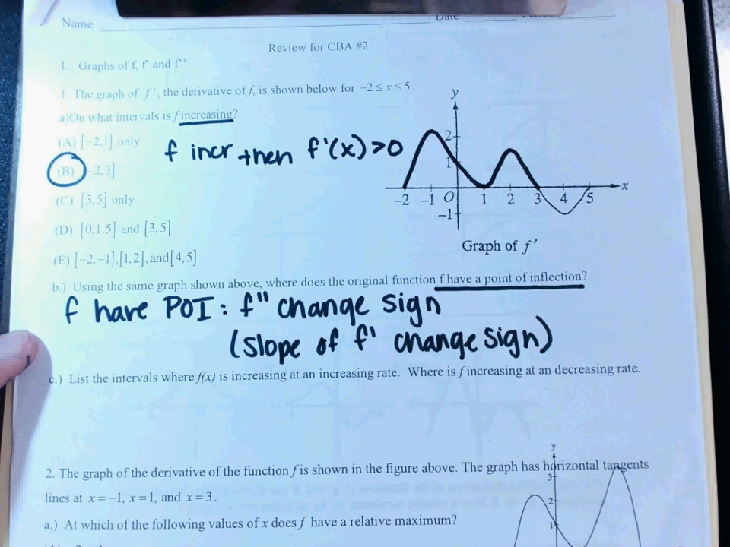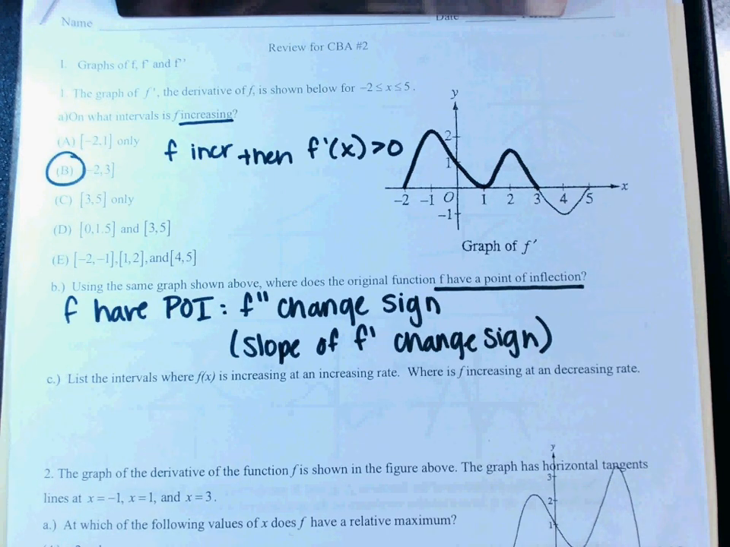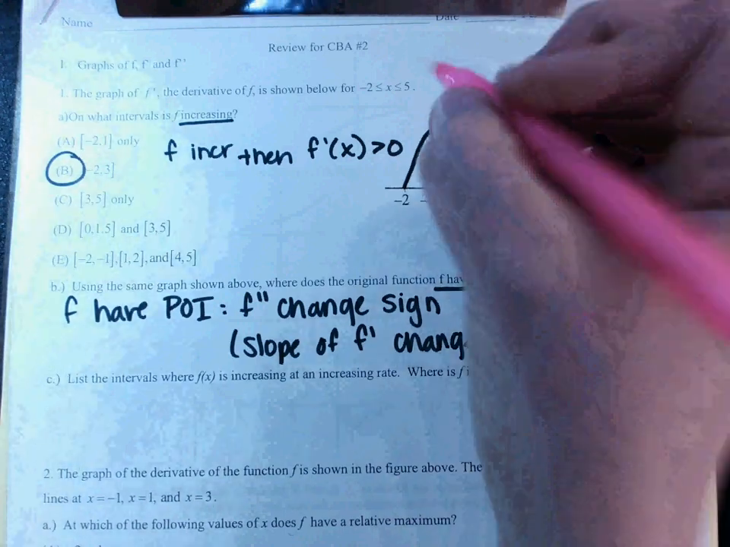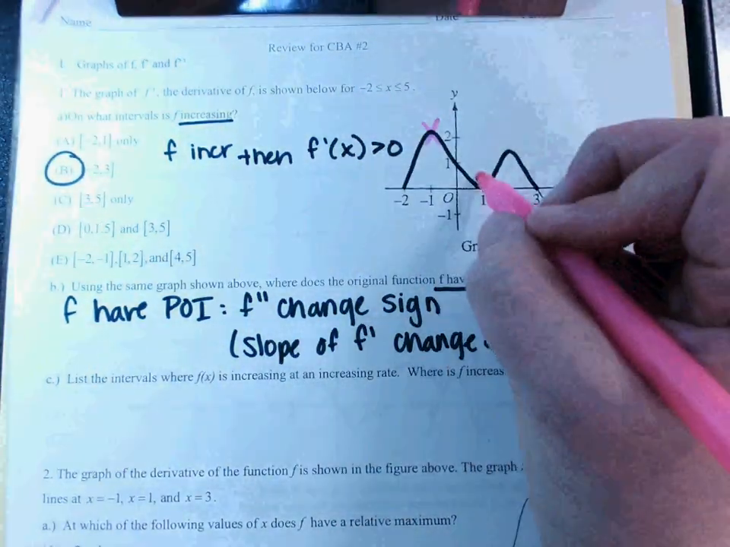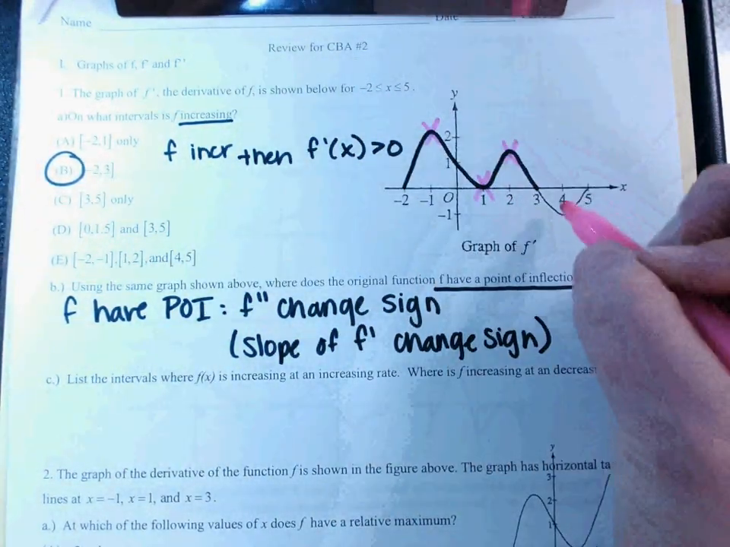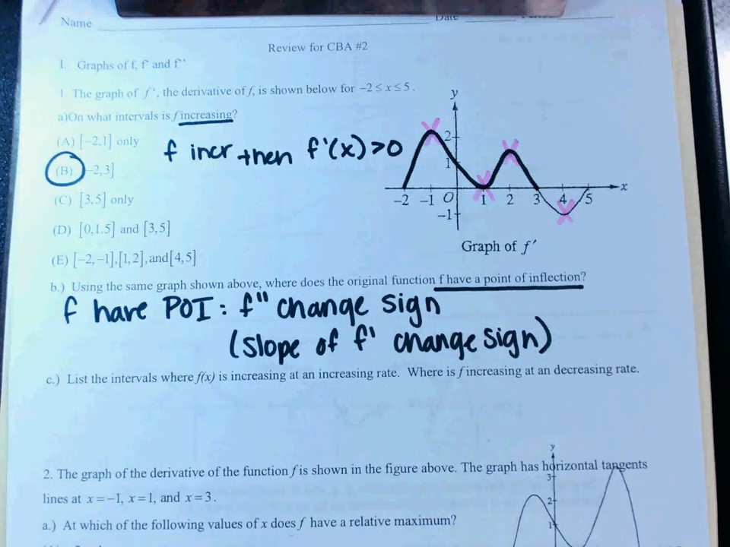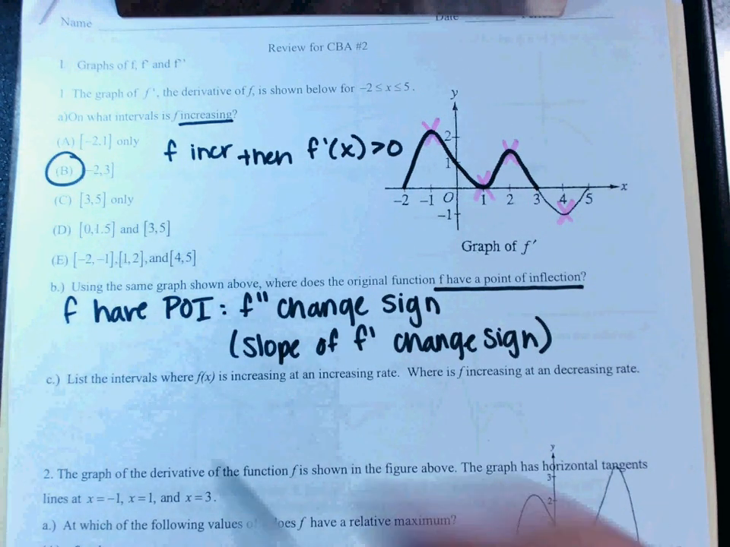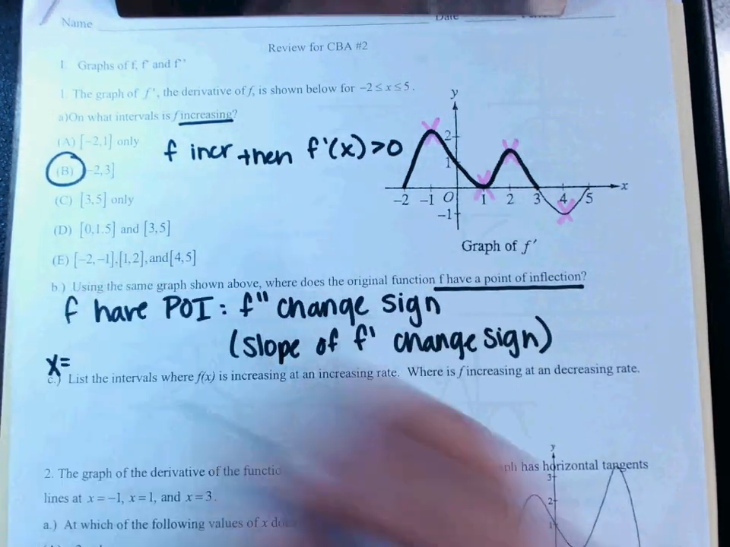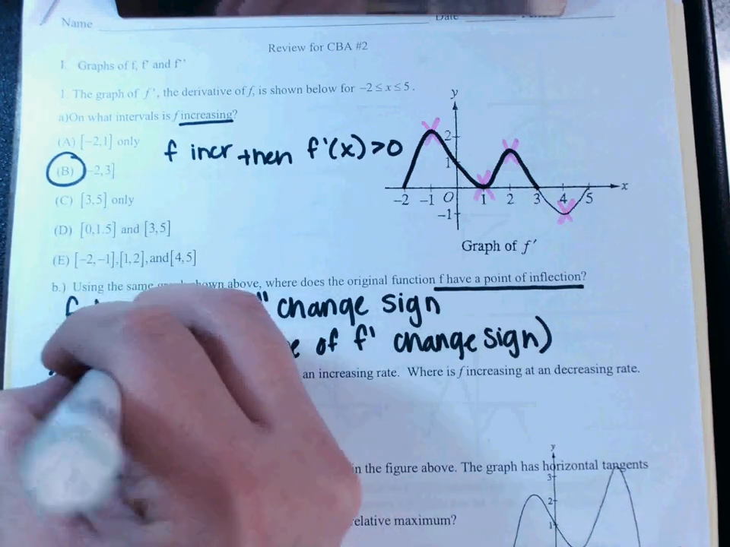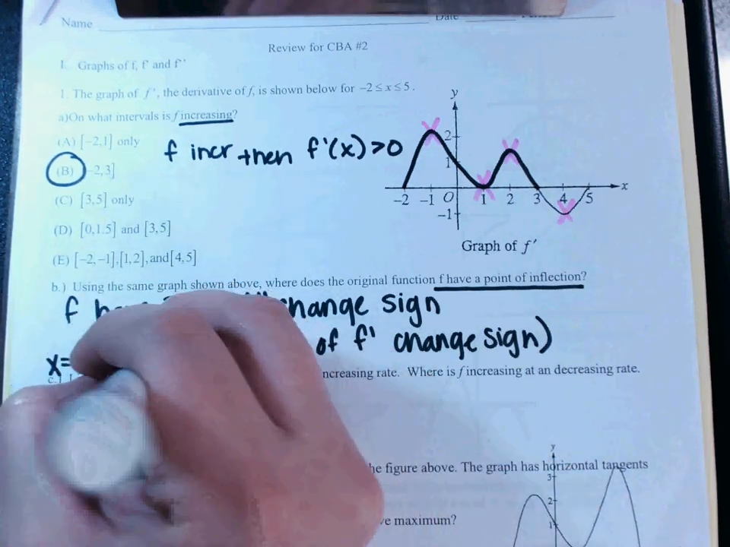Okay, so put x's on the graph where you have points of inflection. You should find 4 of them. Okay, where do I put my first x? -1, then where? Then 4. All of those are POIs. Very good. So I'd say x equals -1, 1, 2, and 4.